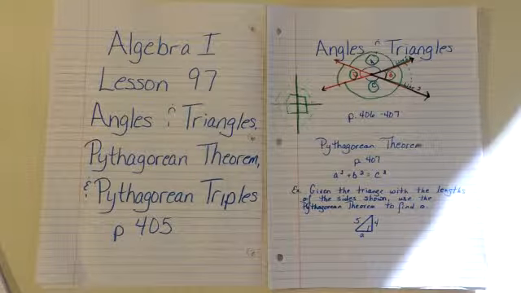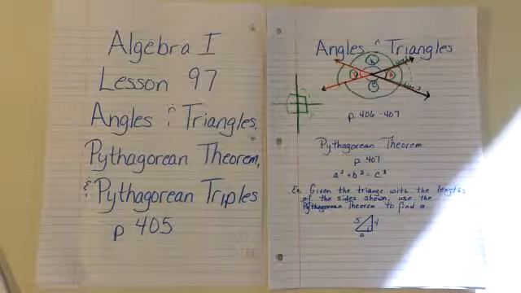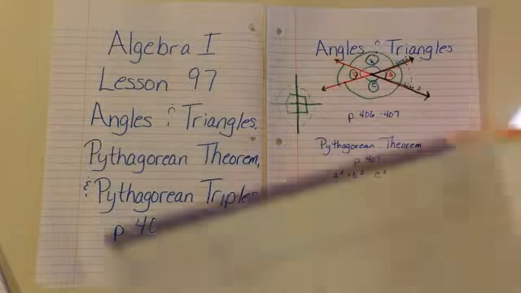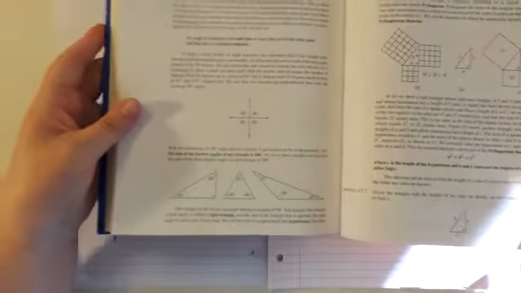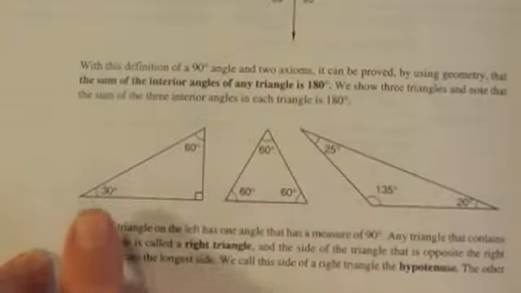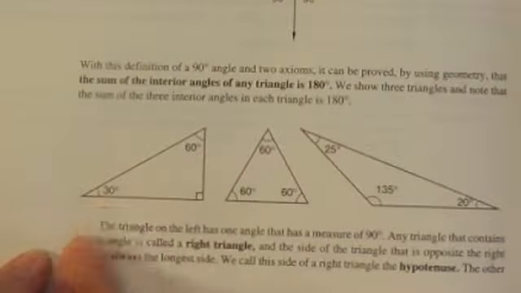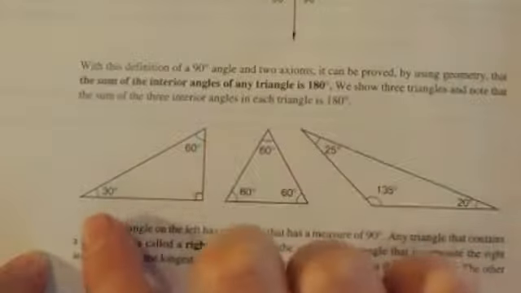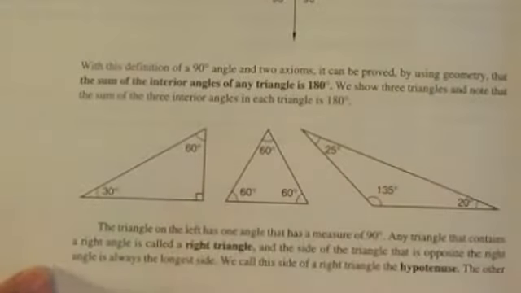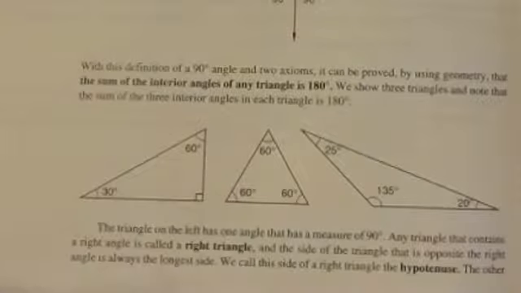So on page 406, at the bottom of the page, we have a picture of three triangles. This one is a right triangle. We know that because they put a little square in the corner. This is a 60-degree angle, and this is a 30-degree angle. So 60 plus 30 is 90, plus 90 is 180, right?